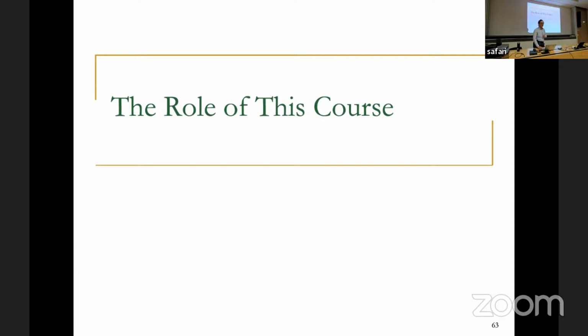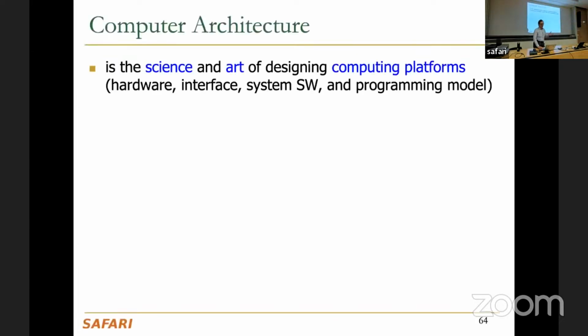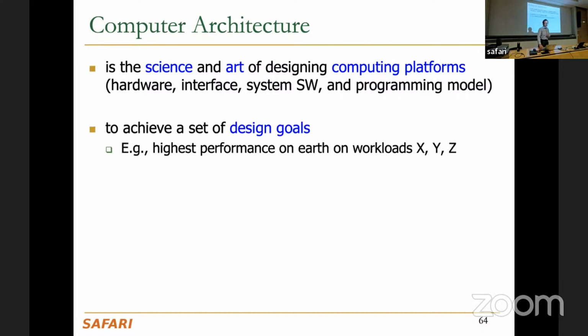Okay, now let's jump into the role of this course a little bit. So we're going to talk about computer architecture. I've used this slide in DDCA and the previous lecture, so if you remember it, that's great. But computer architecture is the science and art of designing computing platforms. This is the broader definition: hardware, interface, system software, and the programming model to achieve a set of design goals.